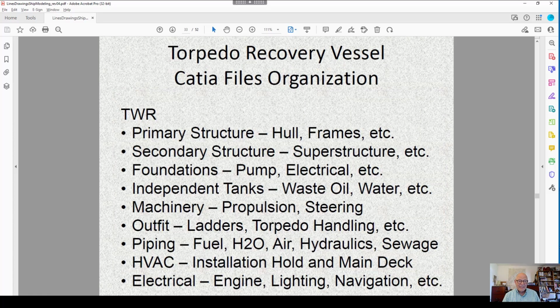Outfitting is the things you need on every ship to get it around. In this case, it was torpedo handling and ladders. Piping is how you move various things throughout the ship. In this case, fuel, water, air, hydraulics, sewage, and then HVAC.